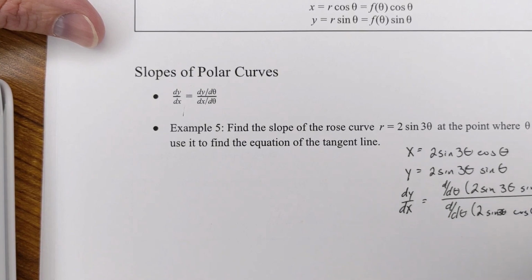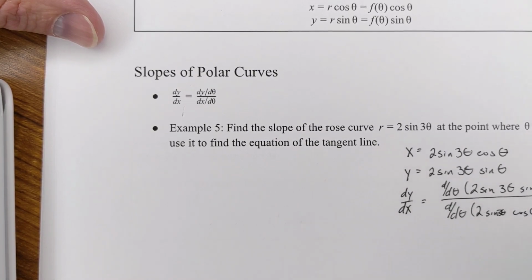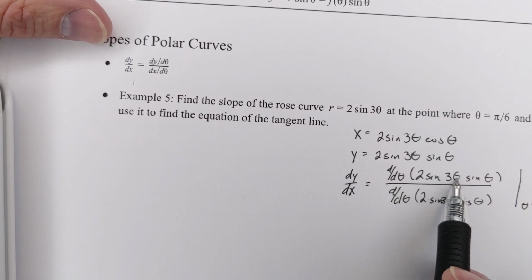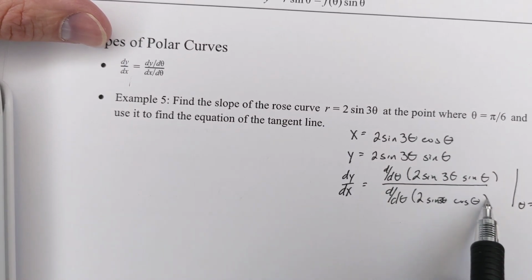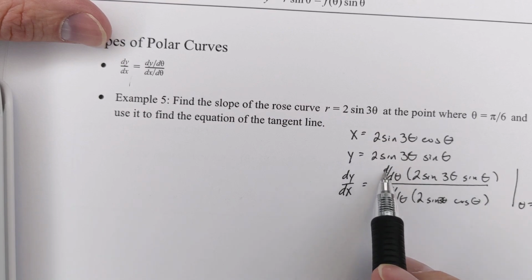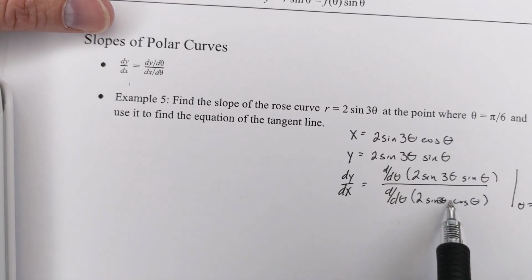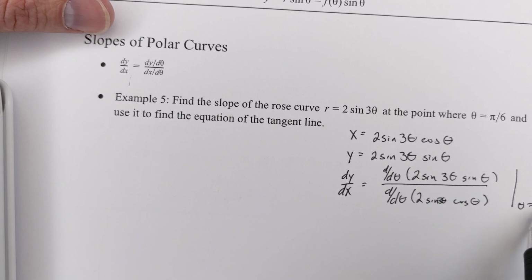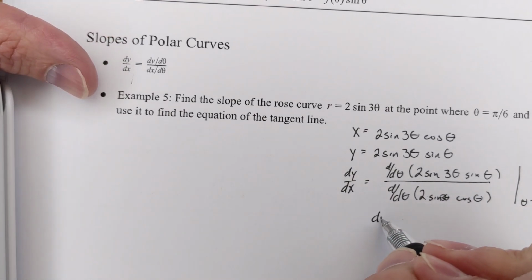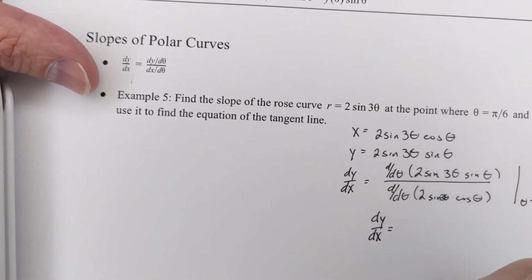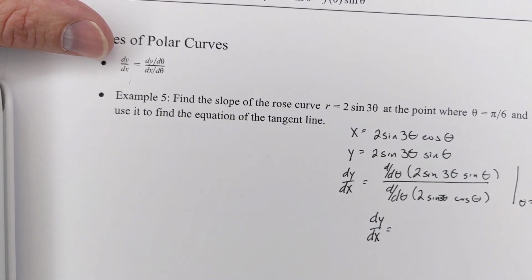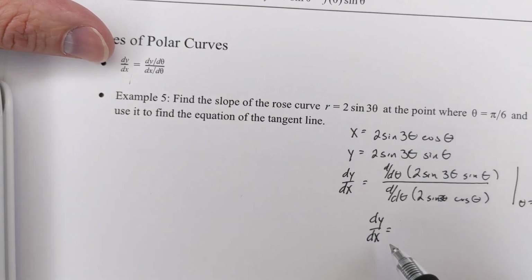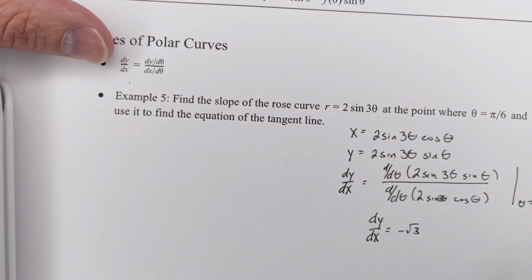Okay, and we're going to evaluate this when theta is equal to pi over 6. Now, you have to work the product rule out on the top, and the product rule out at the bottom. You do these separately. That's not a quotient rule. It's the derivative at the top, whatever that is, and the derivative at the bottom, whatever that is. I don't want to work through all that and then evaluate at pi over 6. So if you do that, you get dy/dx is equal to negative root 3, if you do all your substitutions.